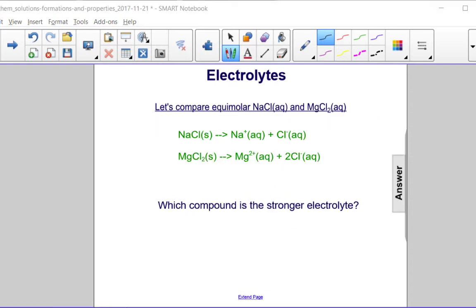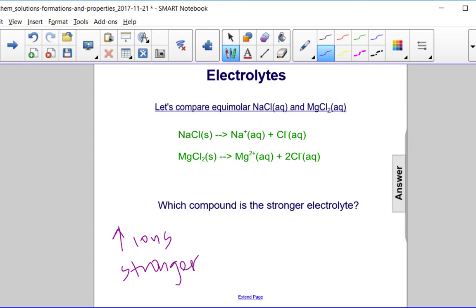So let's say we have equimolar solutions of sodium chloride and magnesium chloride. I've shown the dissolving of both in aqueous solution. NaCl becomes Na plus and Cl minus. MgCl2 is Mg2 plus ions and 2 Cl minus ions in solution. So which compound is the stronger electrolyte? So again, more ions is a stronger electrolyte.